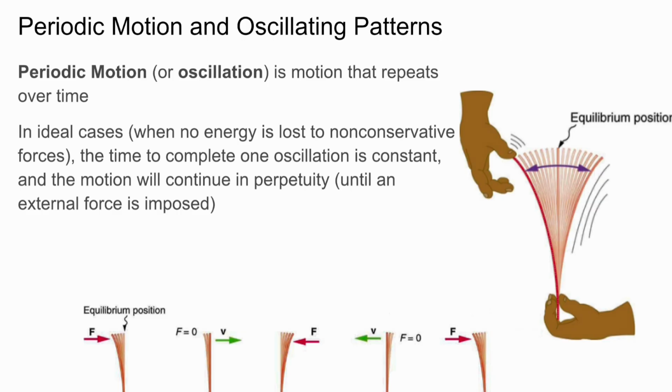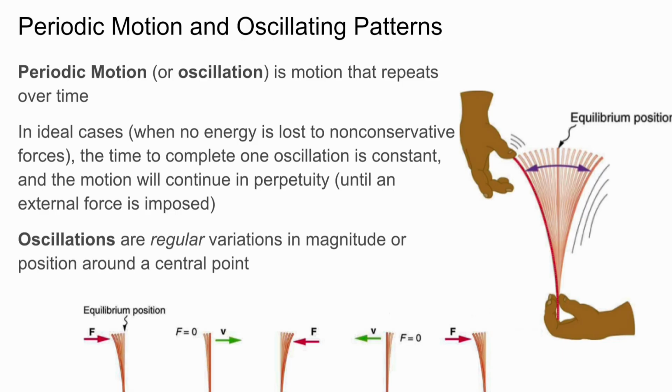Now, all of these systems we observed are in the real world, so they are subject to non-conservative forces. So there will be small but non-negligible differences in the amount of time it takes to complete each cycle, and eventually over time they are going to lose energy and come to a stop.